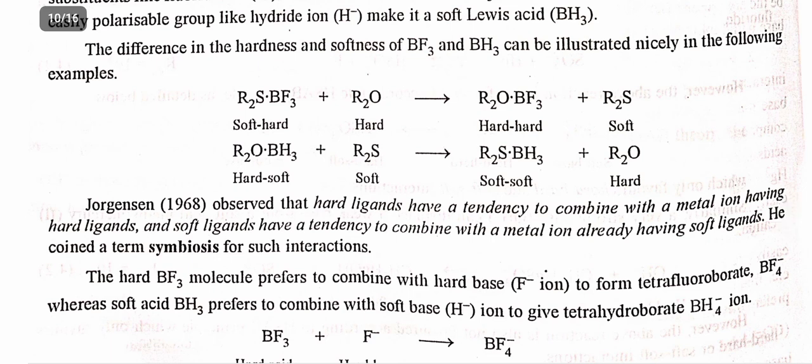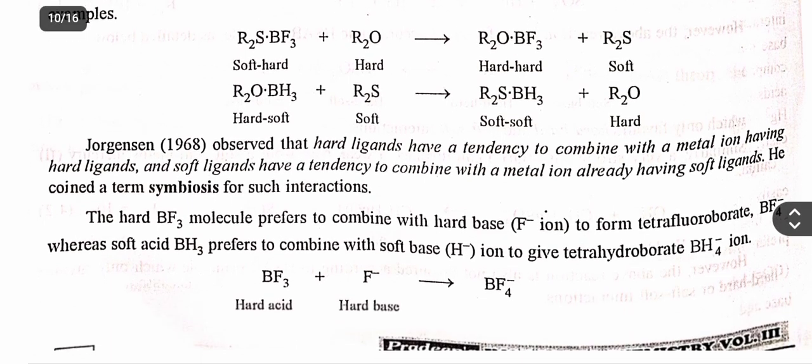Jorgensen, 1968, observed that hard ligands have a tendency to combine with a metal ion having hard ligands, and soft ligands have a tendency to combine with a metal ion already having soft ligands. He coined the term symbiosis for such interactions. The hard BF3 molecule prefers to combine with the hard base fluoride ion to form tetrafluoroborate BF4-, whereas the soft acid BH3 prefers to combine with the soft base H- ion to give the tetrahydroborate BH4- ion.